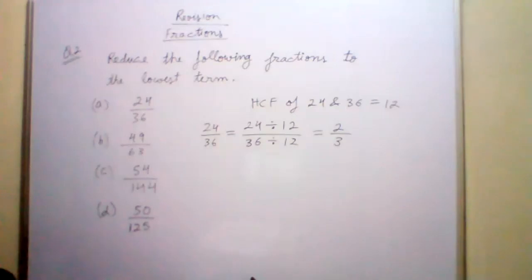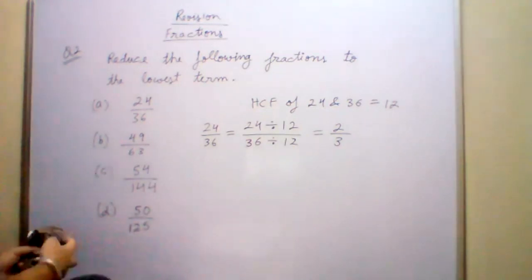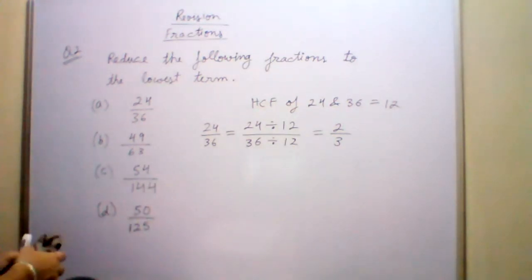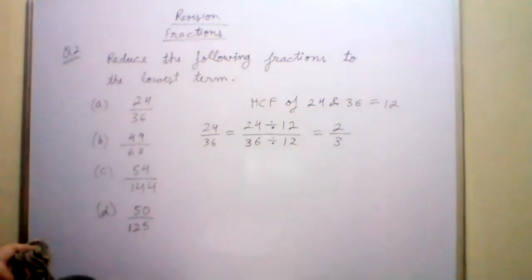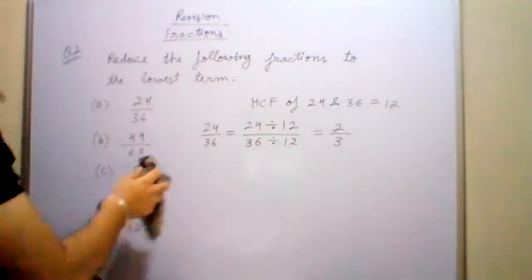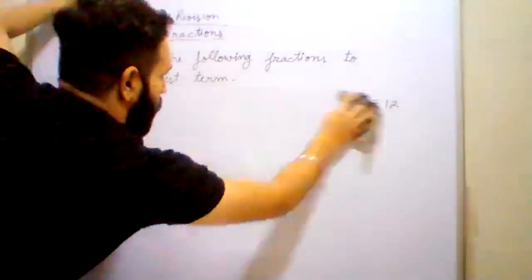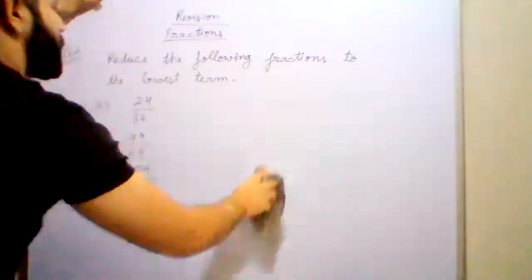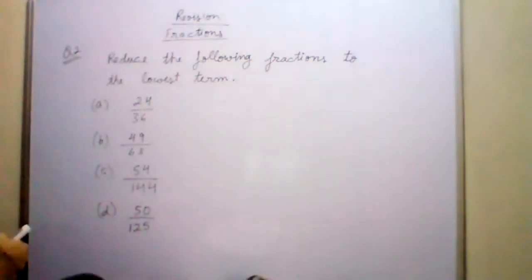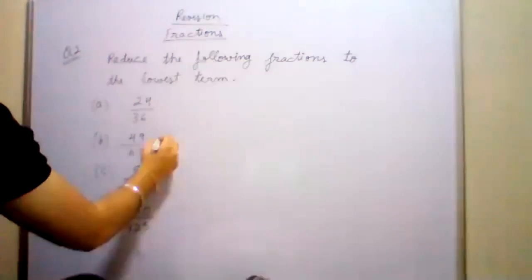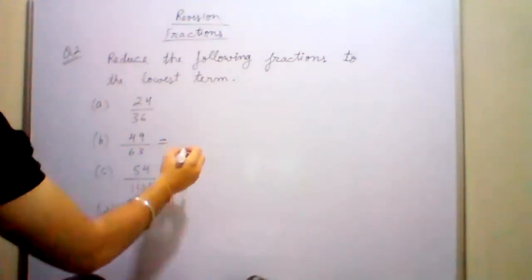Okay, very good. Now I am telling the answers of all the parts. You all need to check your answers. First part I have already done. Second one: the HCF of 49 and 63 is 7.